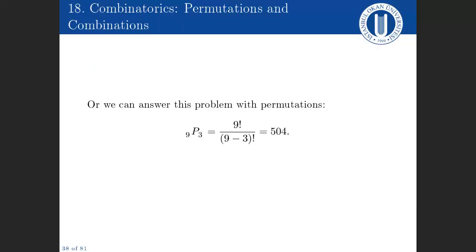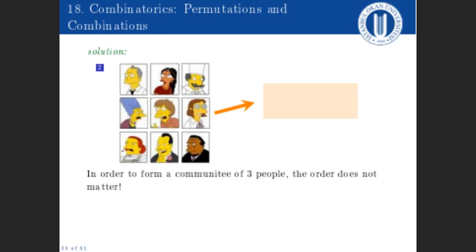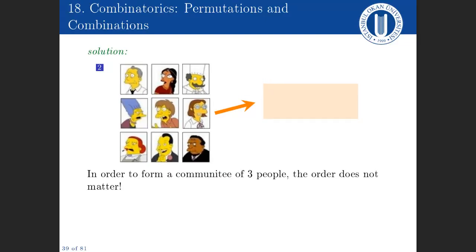Or we can answer this problem using permutations. We were asked really for 9P3, the number of ways of choosing 3 people from 9 if the order is important, if the order matters. And that's just 9 factorial divided by 9 minus 3 factorial, or 504.